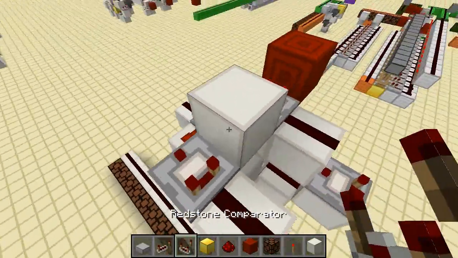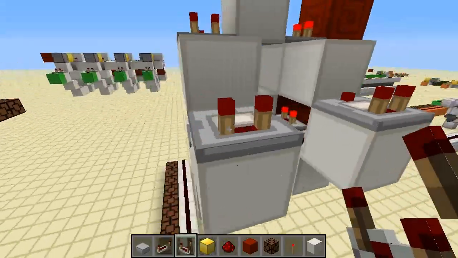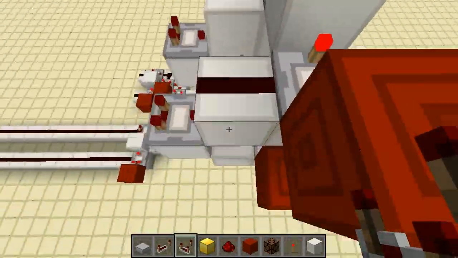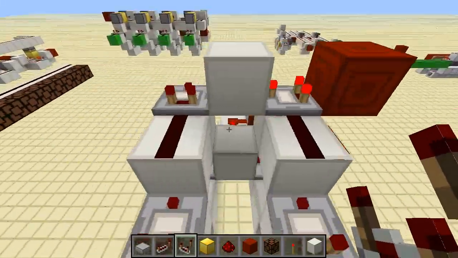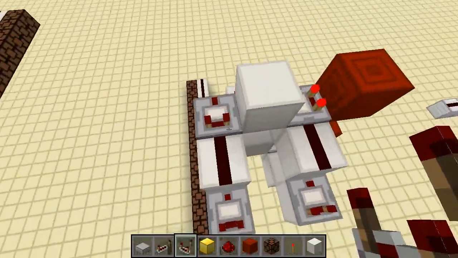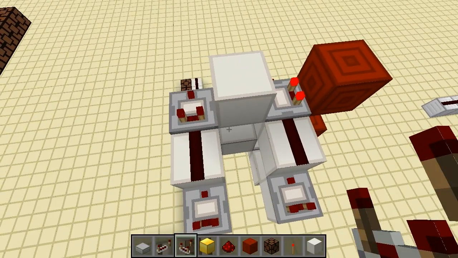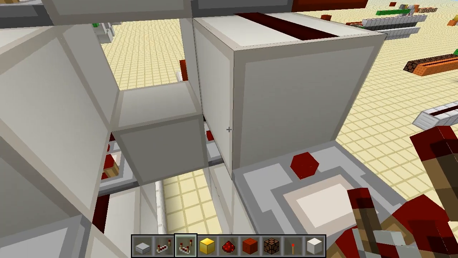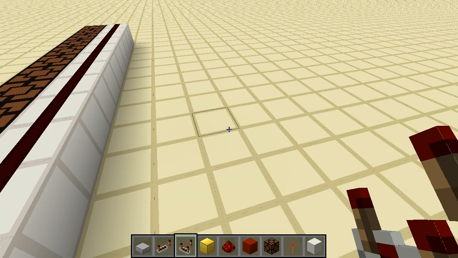Like so. Now you'll notice that we have two comparators here and two subtractors here, and that the bottom and top are doing exactly the same thing on both sides. And if you were particularly into compressing redstone, this would be a really good place to start, because, oh wow, I don't know what's happening here, sorry.